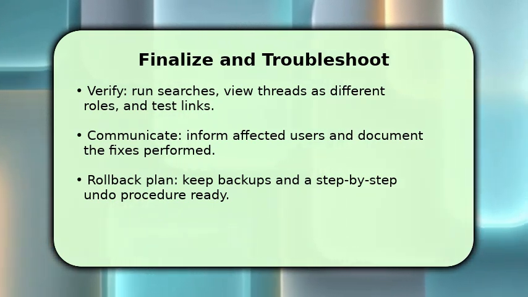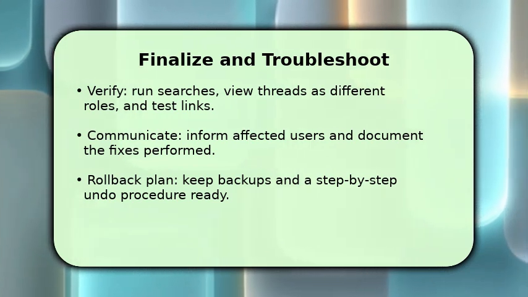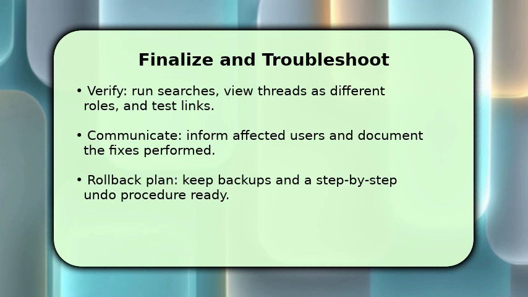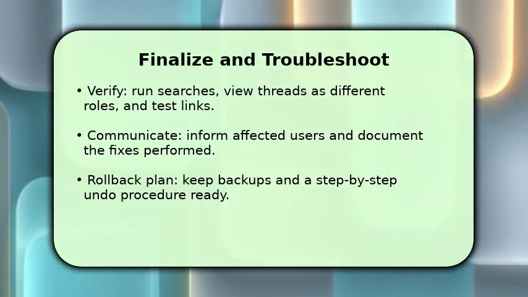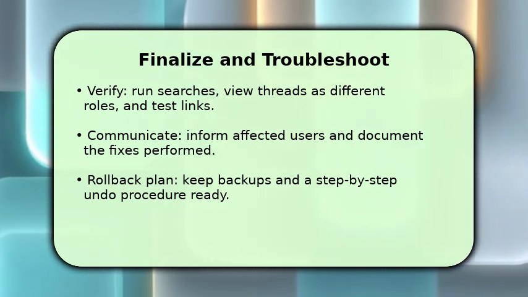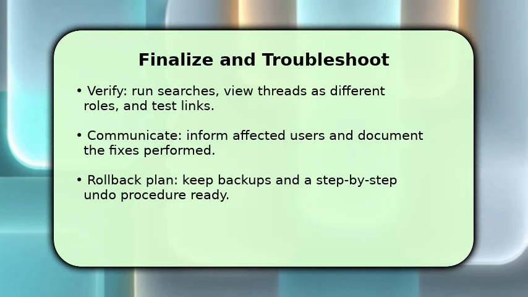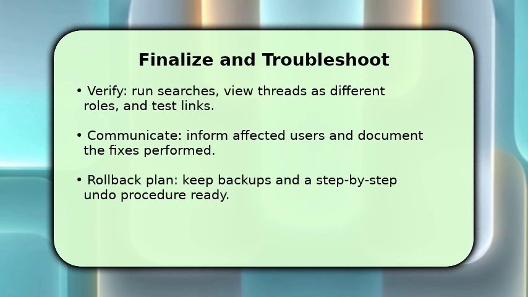Once satisfied, communicate changes to affected users and document exactly what you fixed and why, so everyone understands the outcome. Make sure you retain backups and a clear rollback plan with step-by-step undo instructions in case something goes wrong. If issues persist, revert to the backup, then isolate the failure and repeat the targeted repair with adjusted steps.